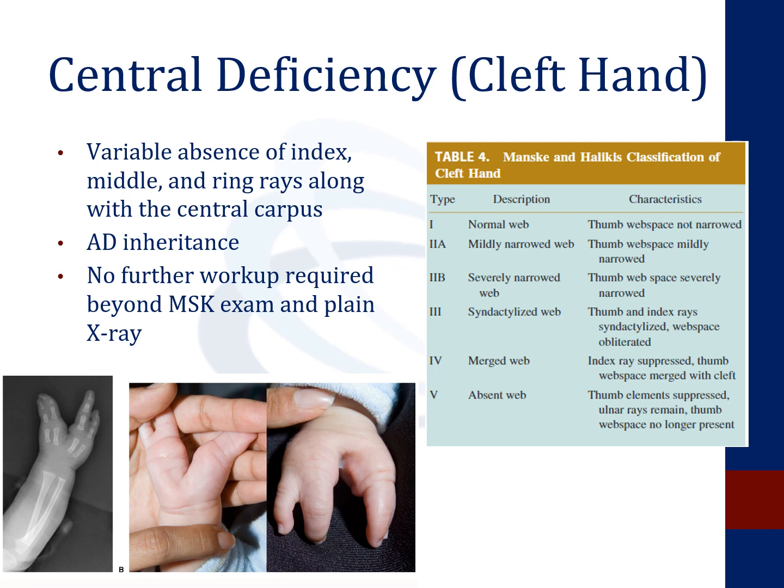Next, we'll talk about cleft hand or central deficiency. This is a longitudinal deficiency that affects the central digits. Typically, cleft hand is an autosomal dominant inheritance pattern and may be associated with a syndrome such as split hand, split foot, or EEC syndrome. It may be unilateral or bilateral. It is about 5 times more common in males.